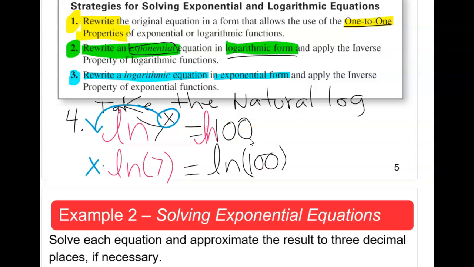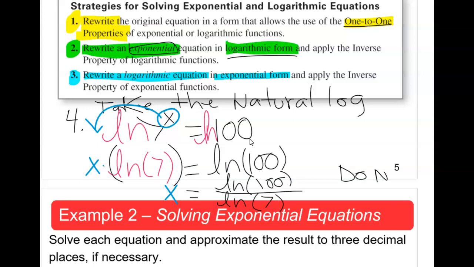And so you notice that x is being multiplied by natural log of 7. So to solve for x, we will take that natural log of 7 across the equal sign, and from multiplying, it will go to its inverse, which will be dividing. It's like you're using the change of base formula. Please do not confuse this with natural log of 100 over 7. Please do not do that, okay?